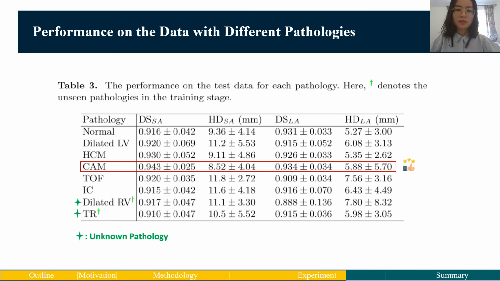There are 2 unseen pathologies in the training stage. One can see that only the accuracy of dilated RV had an evident decrease for the segmentation of LA views. It can be attributed to the irregular RV shape in the dilated RV patients. However, in general, the model generalization ability on the unseen pathologies is promising.